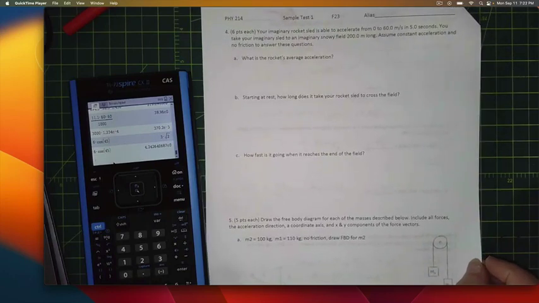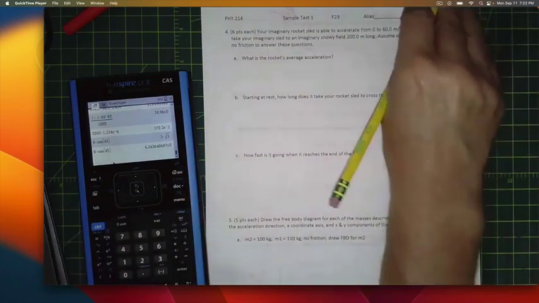All right. So we have a rocket sled. So we have a kinematic equation. Things are moving, right? We're talking about acceleration, position. It says we can assume constant acceleration and no friction. All right, so part A. What is the rocket's average acceleration?